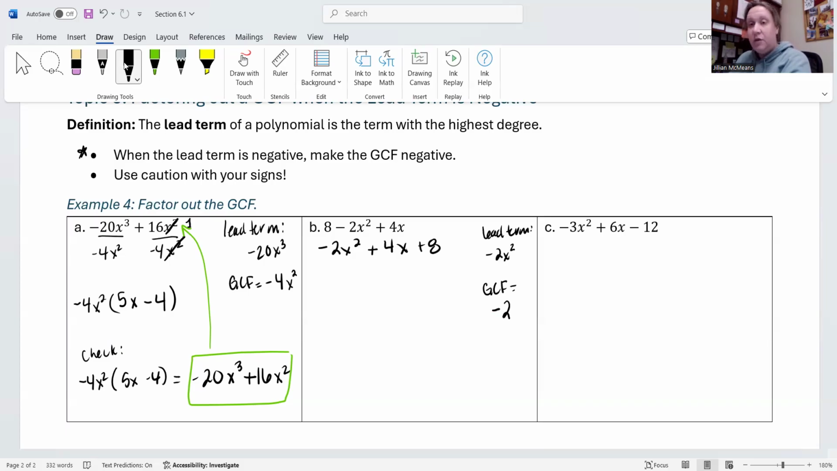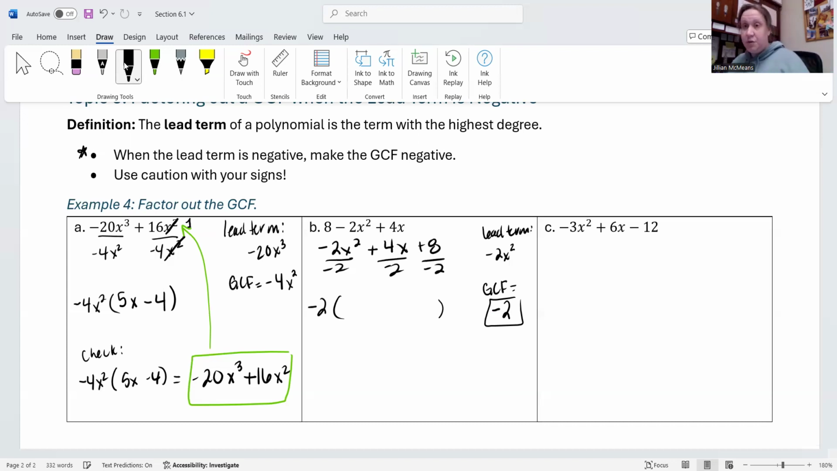Okay, then we have to look at the variable. Do all of these terms contain a variable? Well, no. So 2 of the terms contain an x, which is great, but that third term doesn't have an x in it, so our GCF is just plain old -2. Okay, so I'm factoring out a -2. The final answer is going to be the GCF of -2 times the quotient when we divide everything by -2.